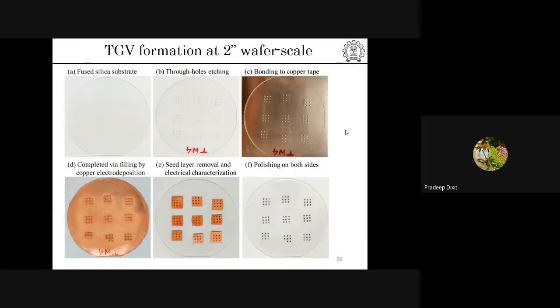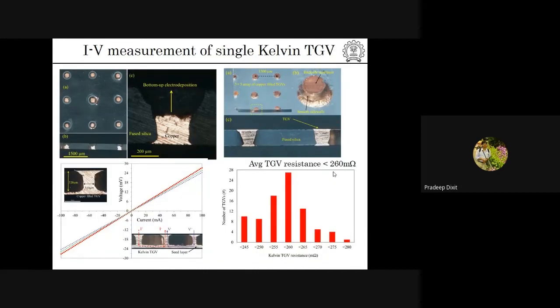Now a couple more pictures. This is a standard fused silica substrate, and these are the images after the through hole formation. Then we bonded it with another substrate. This picture is after the copper filling, and as you can see, the copper is totally overfilled. Then we removed it first on the back side, and finally on the front side also. This picture indicates that in the whole wafer, the copper is completely filled. This is a picture taken during the process itself, which indicates the bottom up copper filling approach.